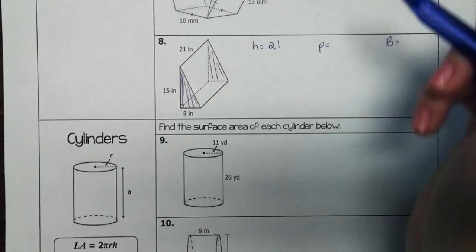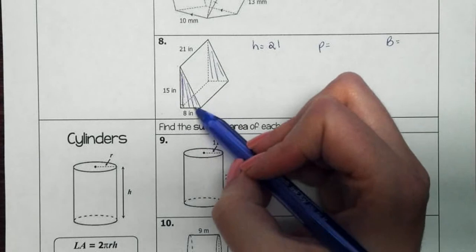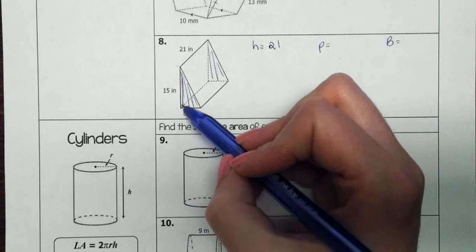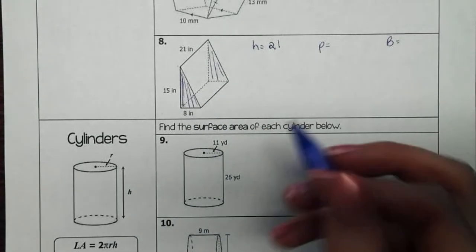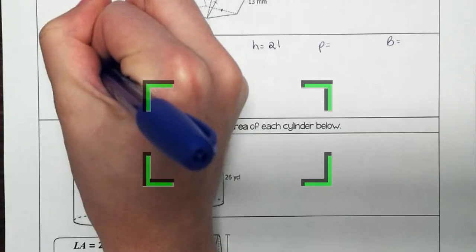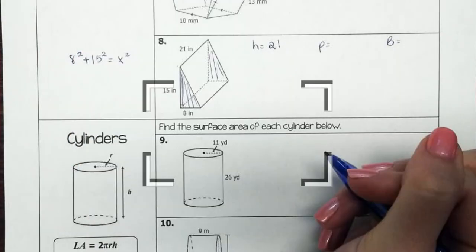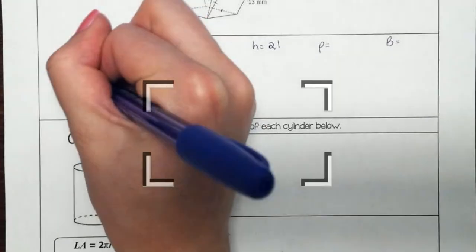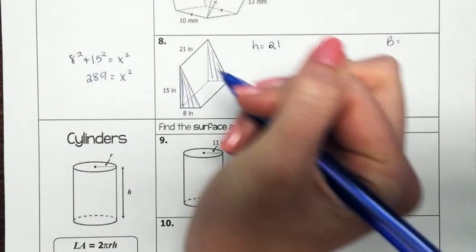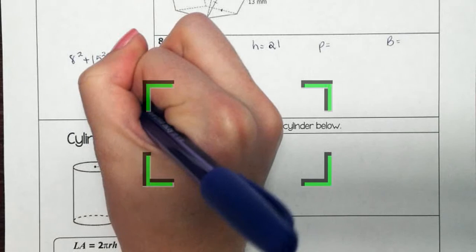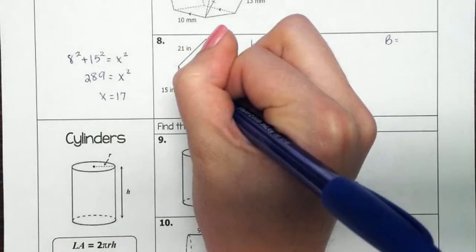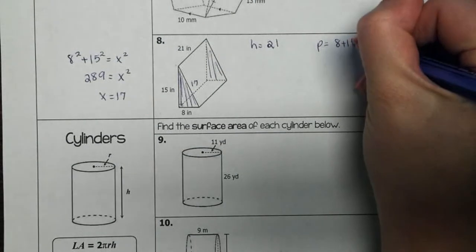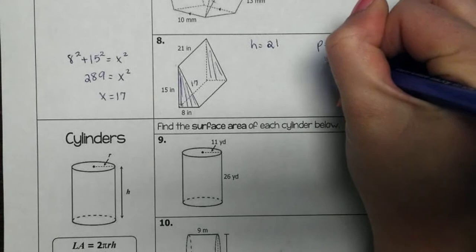To get your perimeter of your base, you gotta add all 3 sides, but it doesn't give you this third side over here. So you need to find that third side, and it's a right triangle, so you could find it by using Pythagorean theorem. Do 8 squared plus 15 squared equals x squared. If you add those two together, you get 289. Take the square root, you get 17. This side is 17. So add those all together to get the perimeter of the base. 8 plus 15 plus 17 to get 40.